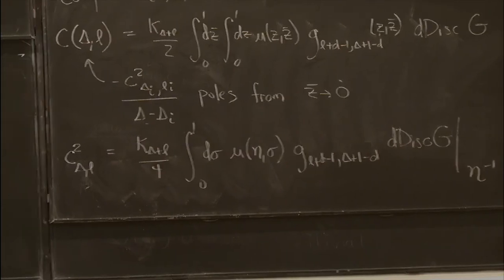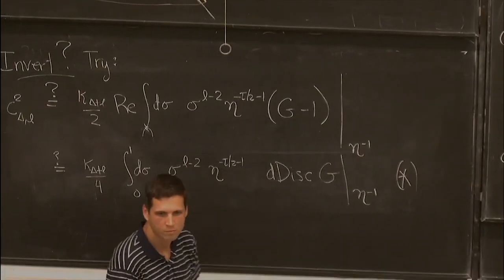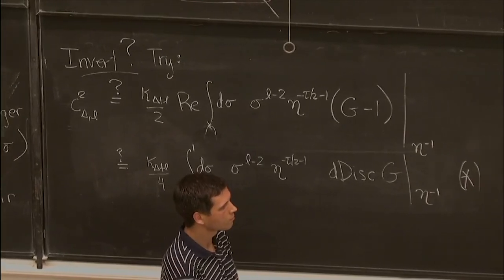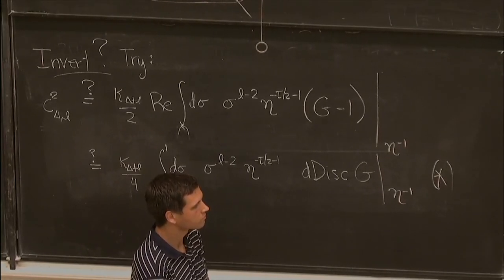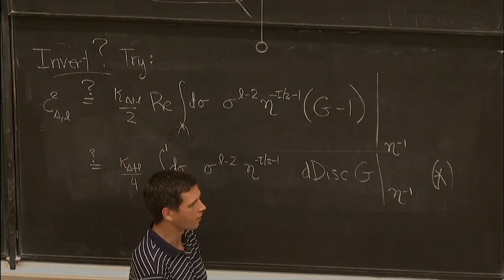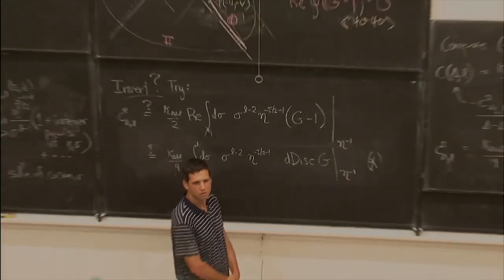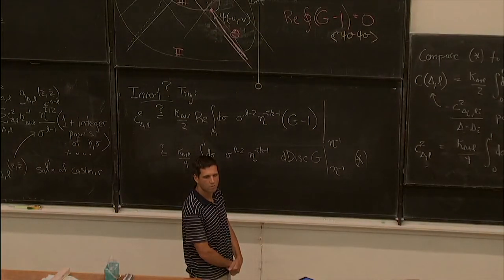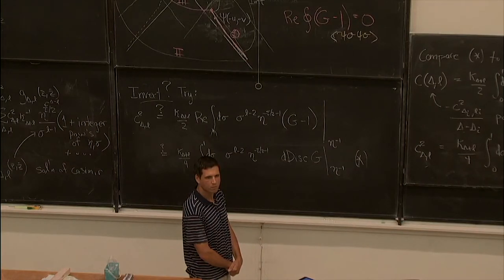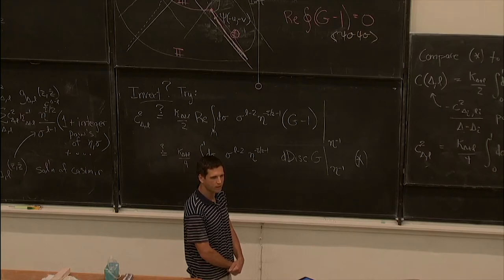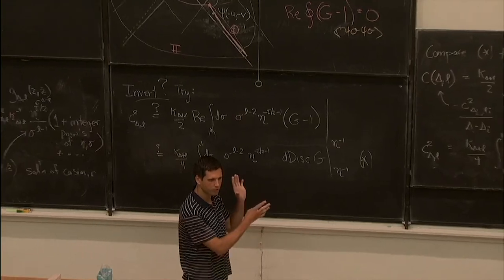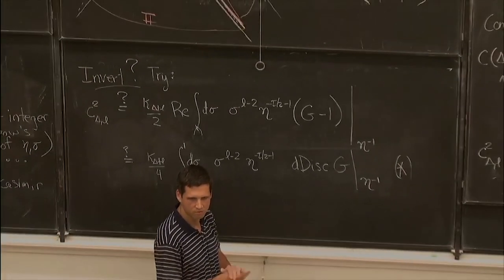I guess I'm missing the whole point, because the beauty of the inversion formula is that it tells you where the spectrum is, given the four-point function. That's right. Yeah, I agree with that. And what I'm deriving here is not the full power of the inversion formula. I'm just trying to show how these two things fit together. Okay. That's all.